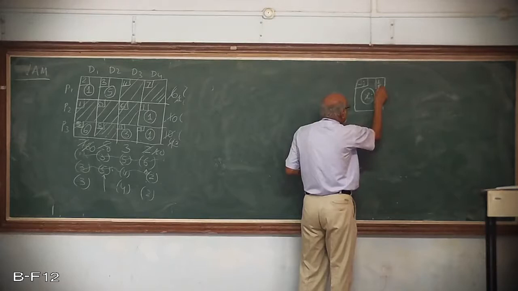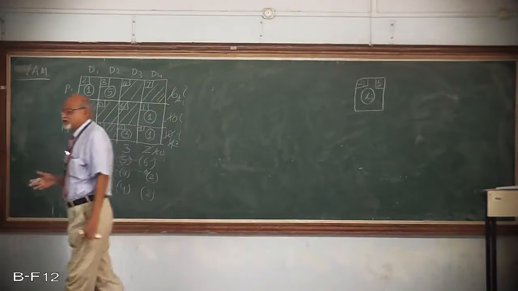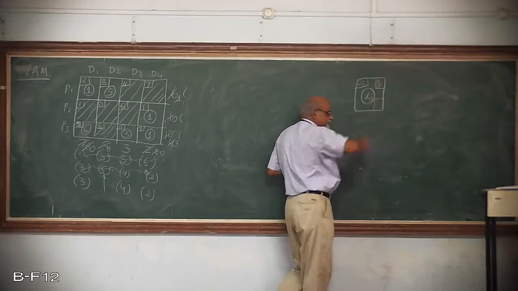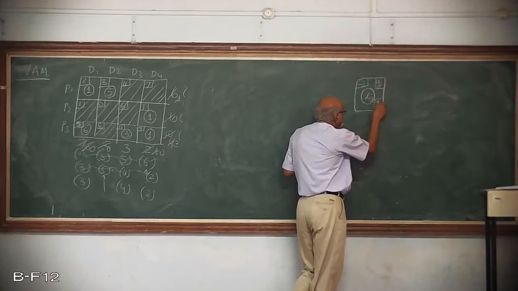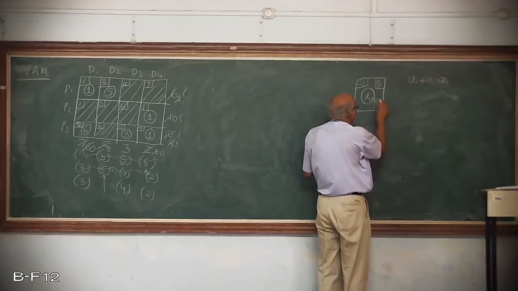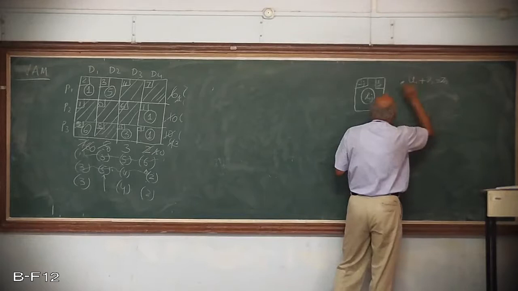What those ui plus vj values are and other things we are going to discuss, because that is going to be a part of this MODI method. And here at this corner, I am going to write the difference between this one and this one. In general, this is cij minus, or we can say that ui plus vj is equal to zij. So cij minus zij I am going to find out.